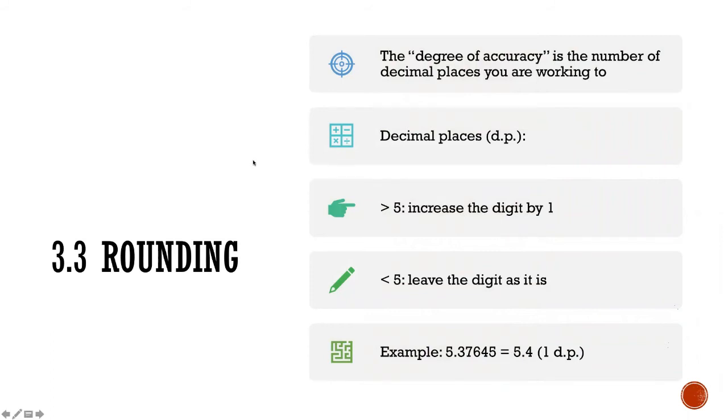So 3.3, rounding. I think it's really easy to do this. The degree of accuracy is the number of decimal places you are working to. Most people have known this before, as you can see down here in the example.